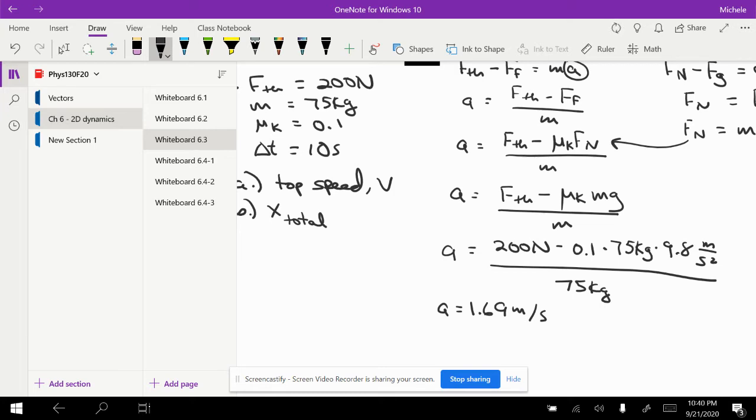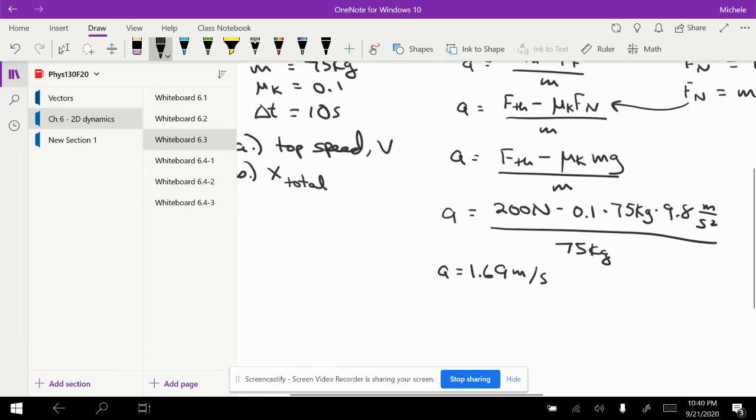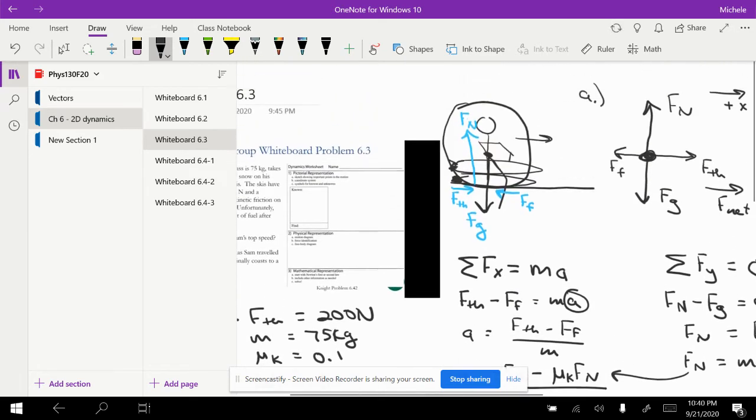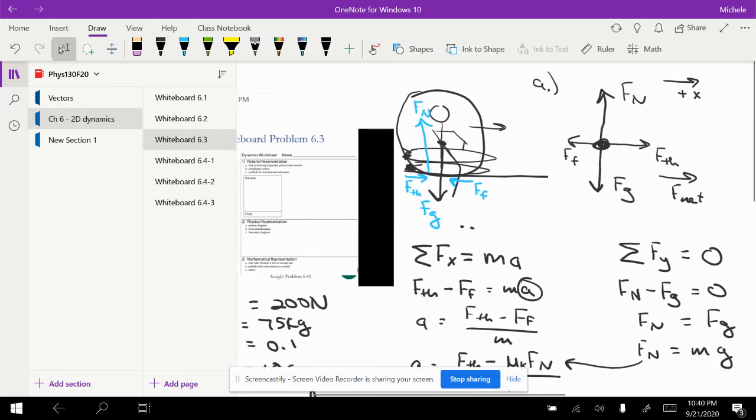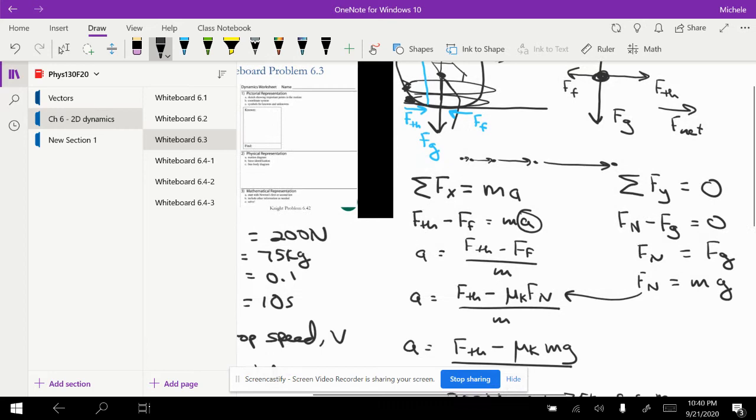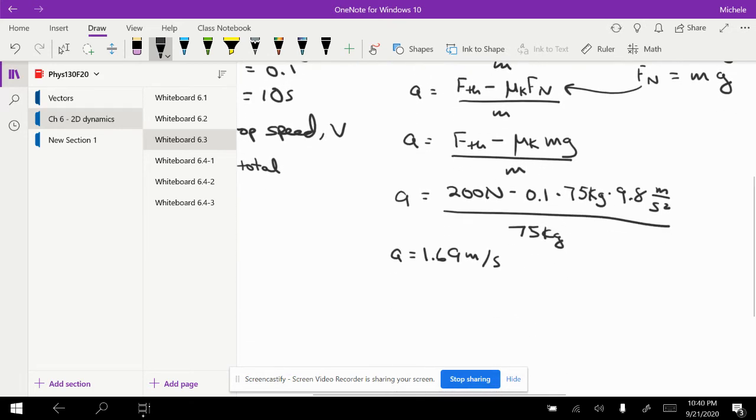And now we can use that acceleration. If we go back to our picture and draw a motion map, Sam starts out at rest, but then starts speeding up because he has this jetpack. So we have something that looks like that. Our velocity vectors here are speeding up, getting longer. So we know they're speeding up, and that's the acceleration that we found here.